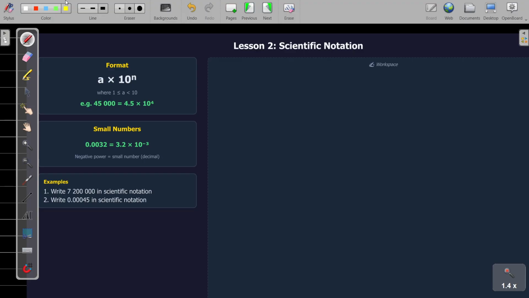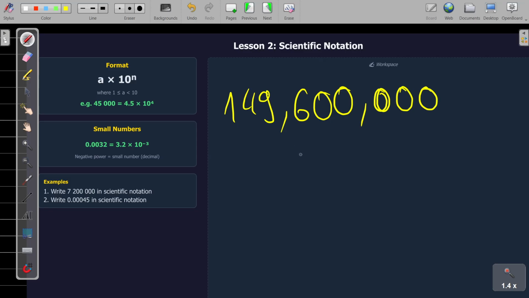Now, what does it look like? I'm going to write something like this. I have 149,600,000 kilometers. This right here is the distance to the sun in kilometers. Now to convert this to scientific notation, we need to create a number between 1 and 10.